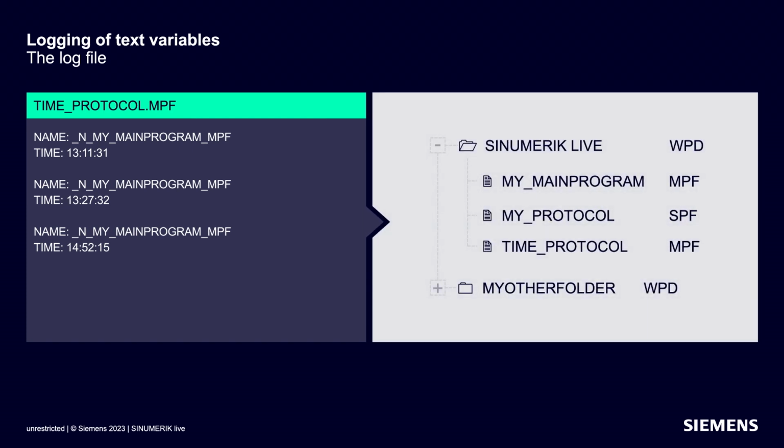Let's take a look at the CNC workpiece folder, SINUMERIK Live. The calling main program is located here, as well as the subprogram for logging. The log file can also be found here. If no other storage location is explicitly specified in the write command, the log file is stored in the same folder as the program with the write command. In this example, the write command was in the subprogram.